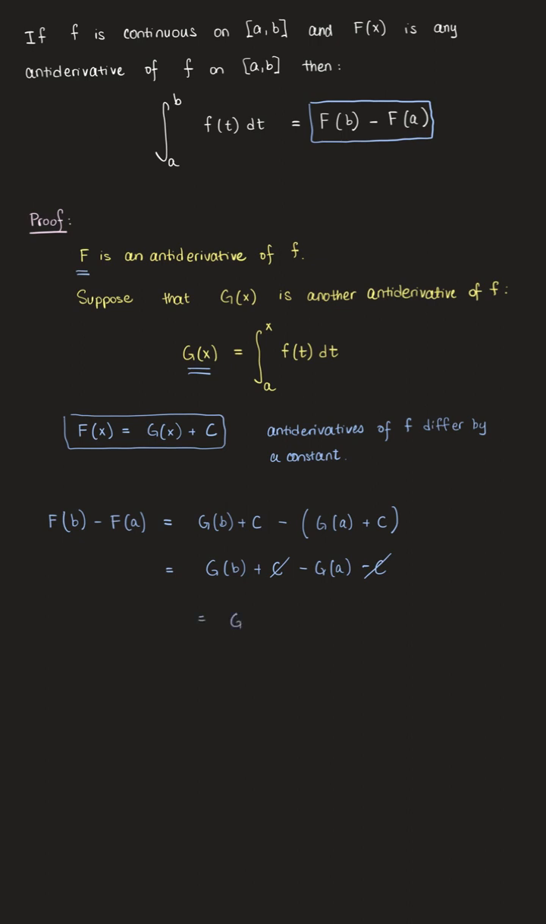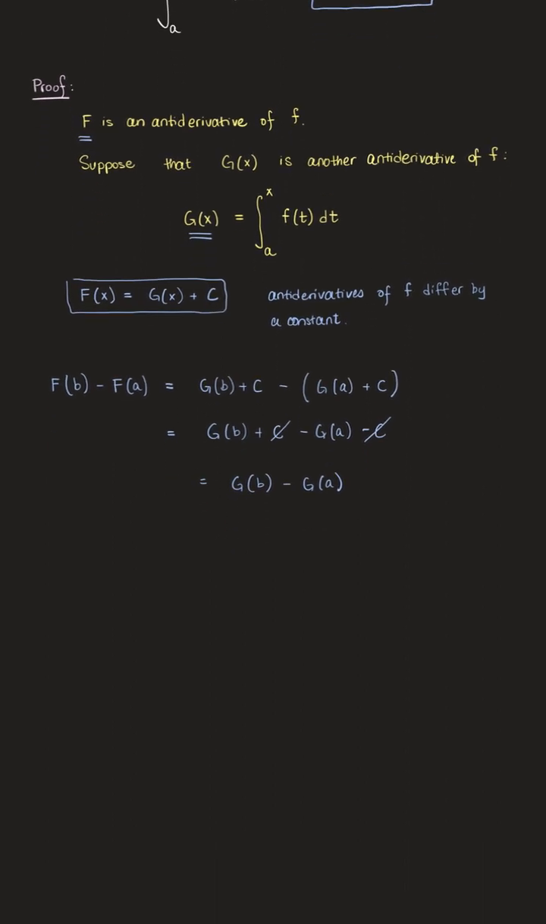And we get g of b minus g of a. Great. But we know what g looks like because that is our area accumulation function. So let's write that out. Since g of x is the integral from a to x of f of t dt, g of b will be the integral from a to b of f of t dt.